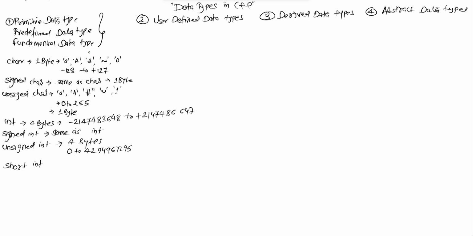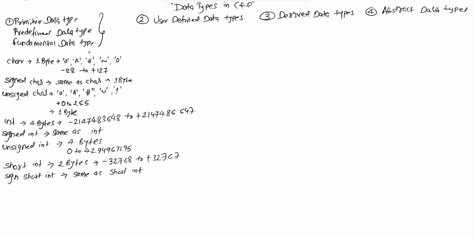And now we have short integer. This takes 2 bytes. This is used for smaller values, and its range is minus 32768 to plus 32767. And short int also, people sometimes will write signed short integer. This is the same as short integer, and the size is also the same, 2 bytes.